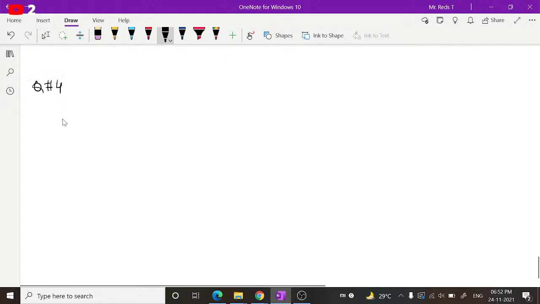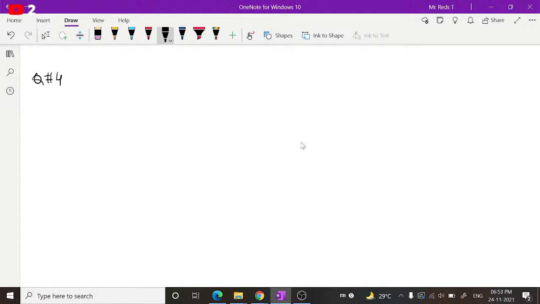Question number 4. The energy of emitted photoelectrons from a metal is 0.9 electron volt. Energy of emitted photoelectrons means kinetic energy. The work function of the metal is 2.2 electron volts. Then the energy of incident photons is?